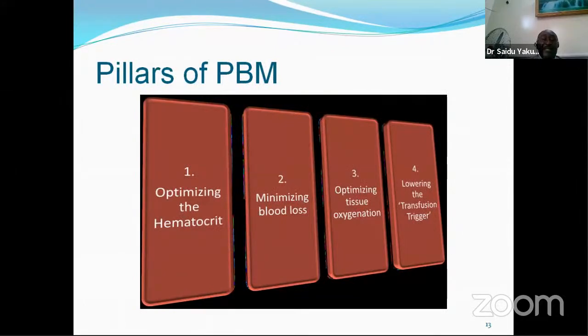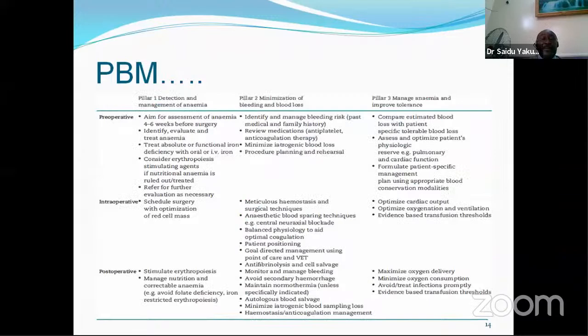They include optimizing the hematocrit preoperatively, minimizing blood loss intraoperatively, optimizing tissue oxygenation intraoperatively, and lowering the transfusion trigger. One could go as low as saying, okay, I will not transfuse until maybe the HB is 7 grams per deciliter. As I mentioned earlier, patient blood management can be looked at preoperatively, intraoperatively, postoperatively.